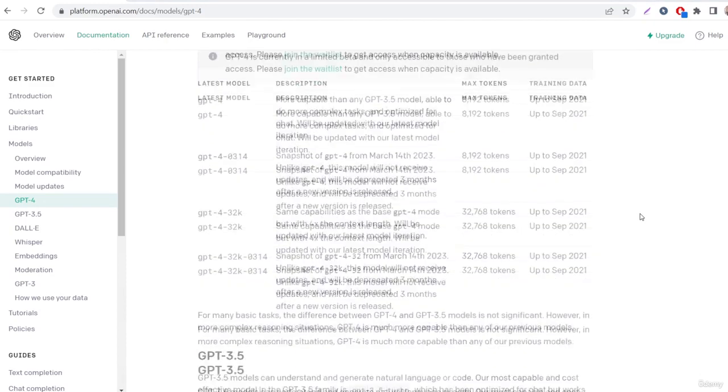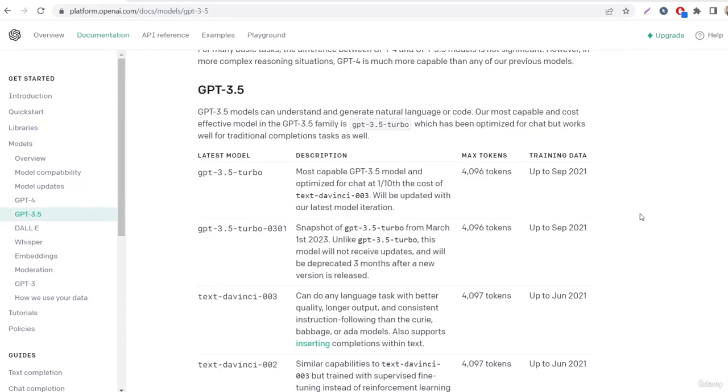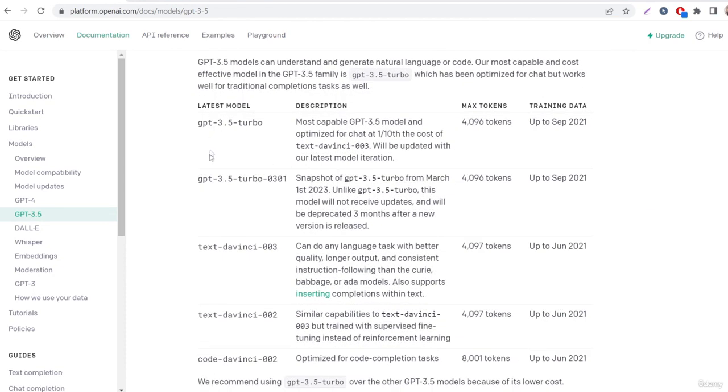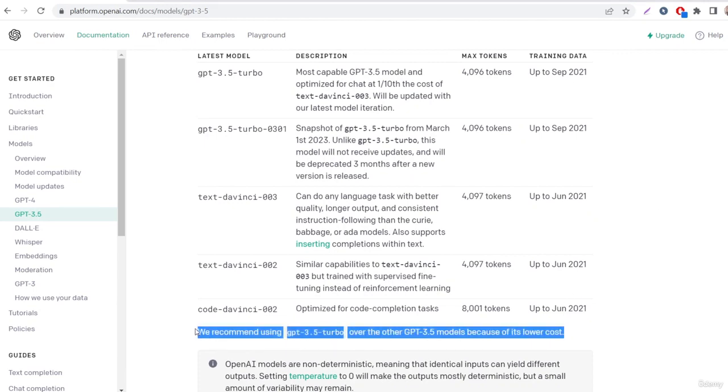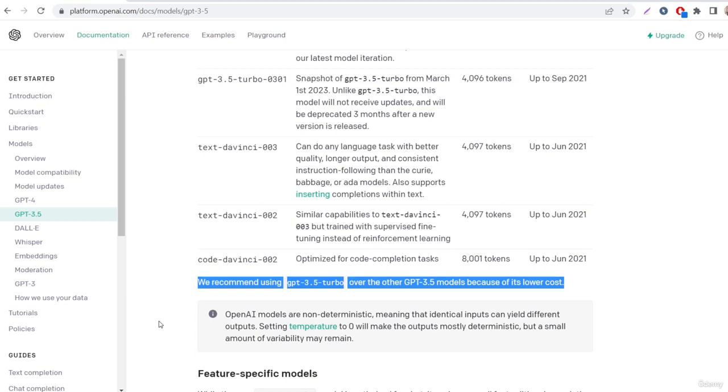Let me review the key points about GPT 3.5 with you now. GPT 3.5 is optimized for chat-based interactions, making it well suited for applications like conversational agents, chatbots, and virtual assistants. It can provide detailed responses, answer questions, offer suggestions, and engage in natural and coherent conversations. With its large-scale pre-training on diverse text data, GPT 3.5 possesses a broad understanding of various topics and domains. It leverages this knowledge to generate high-quality, contextually appropriate responses. You can see that there are different models of the GPT 3.5 version, but OpenAI in their documentation recommends using GPT 3.5 Turbo over other GPT 3.5 models.